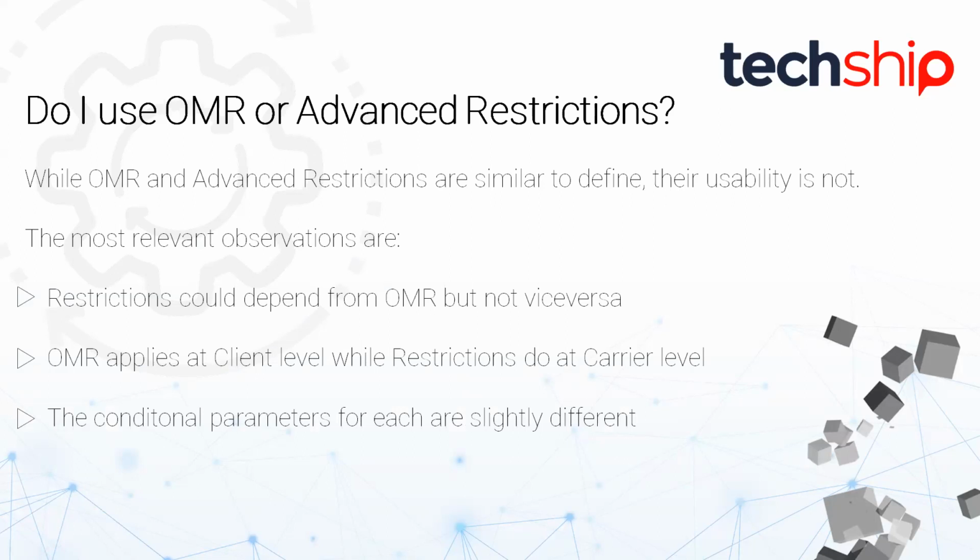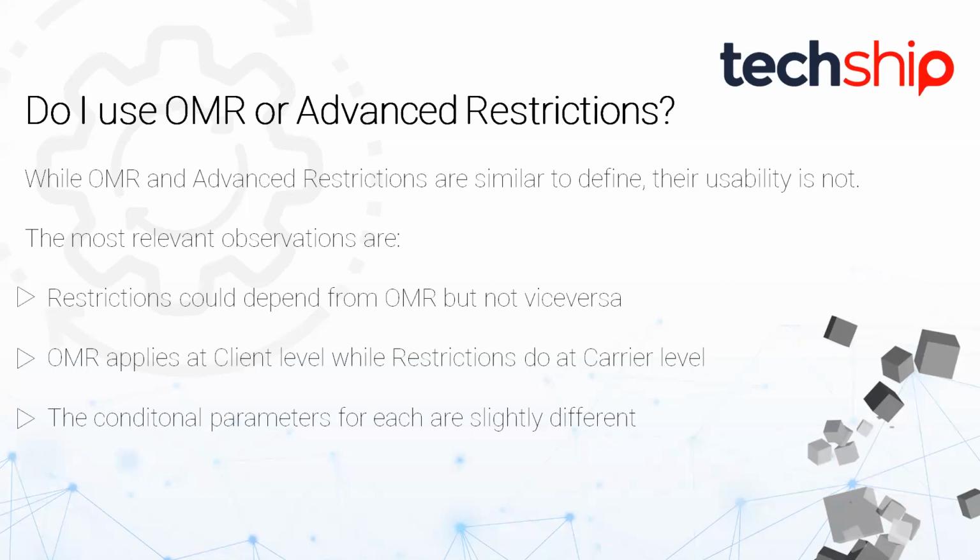This is sometimes a point of debate. When do you use OMR rules and when do you use advanced restrictions? While these two are quite similar at the time of definition, I don't know how familiar you are with advanced restrictions, but these are typically used for rate shopping and to define rules for your rate shopping. At the usability level, these are not the same. Typically, these are the most relevant observations on the differences between these two features.